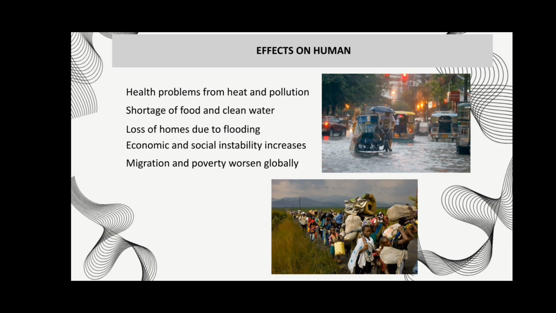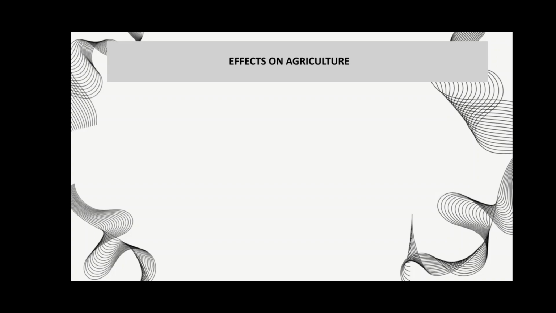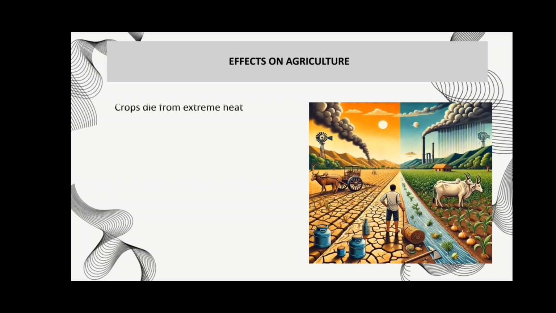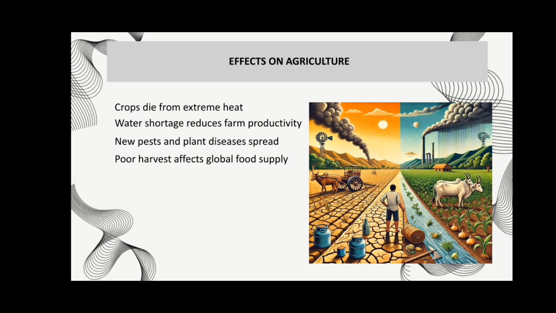One sector deeply affected by these changes is agriculture, which we talk about next. Now let's move on to effects in agriculture. Crops die from extreme heat. Water shortage reduces farm productivity. New pests and plant disease spread. Poor harvest affects global food supply, and farmers face higher production costs.